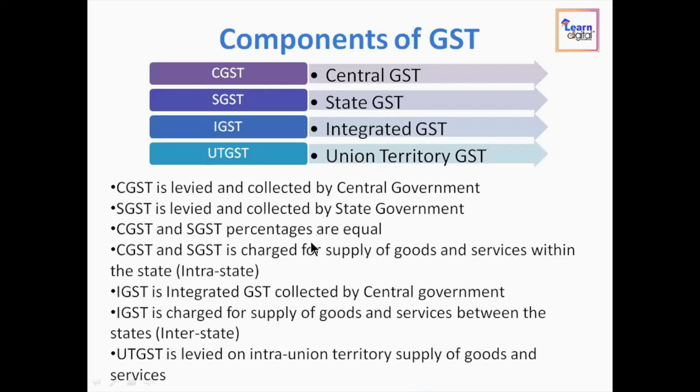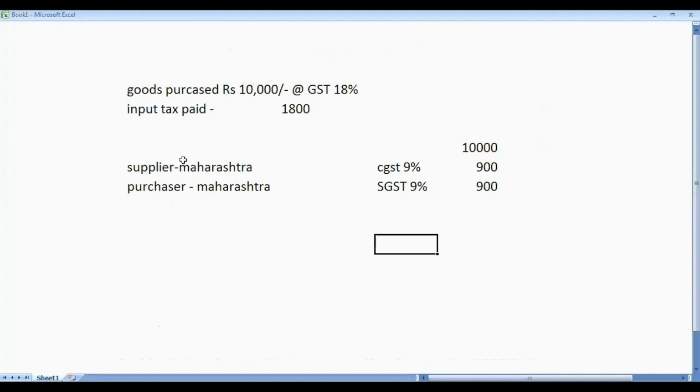So CGST and SGST percentages are equal. So if any product has a GST rate of 18%, in that case the central government will receive 9%, and SGST, that is the state government, will receive 9% on sale of such products or services. So CGST and SGST are charged for supply of goods or services within the state, that is intrastate. Here I have given the example of goods supplied or purchased, sold, within the state of Maharashtra. That is, the supplier is from Maharashtra, the purchaser is from Maharashtra.